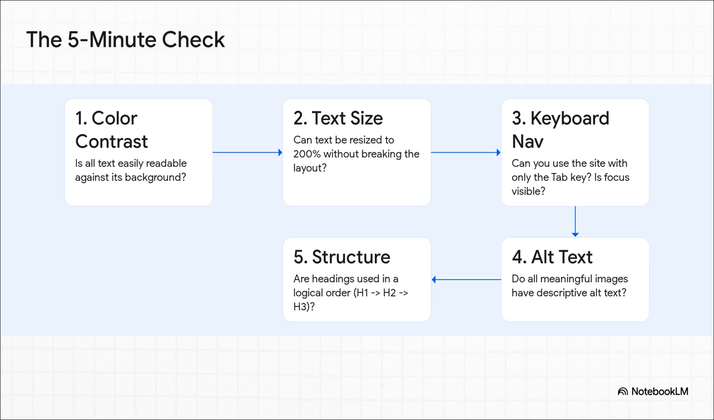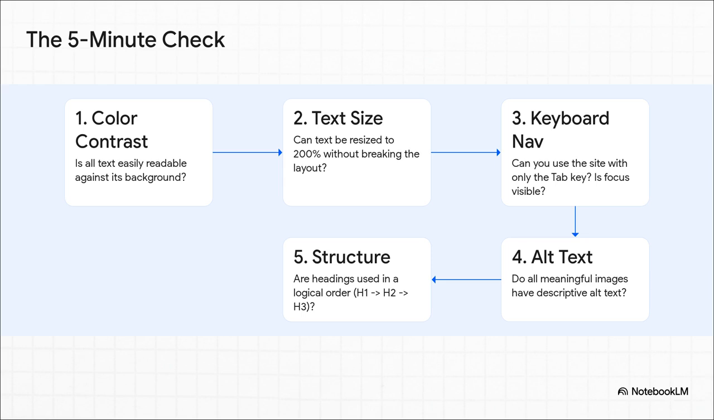Number 1, color contrast. Can you actually read the text easily? 2, zoom your browser into 200%. Does the whole page just fall apart? 3, put your mouse away. Can you get to everything just using the tab key? And is it obvious where you are on the page? You know, the team at Zappos actually used this to make sure their screen readers announced new badges in the right order. It's a small thing that makes a huge difference.